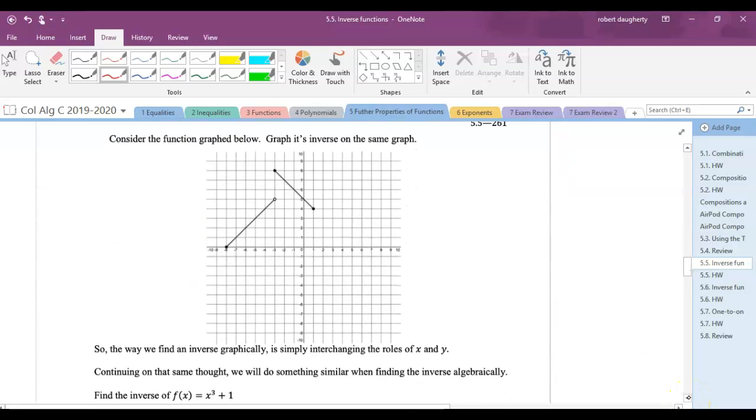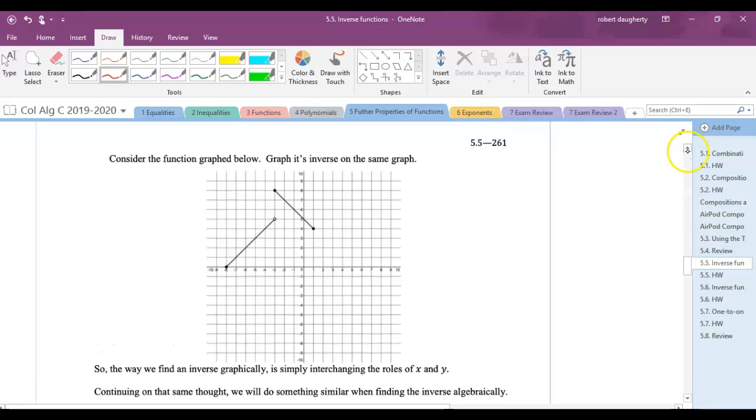So let's graph the inverse. Yeah, what's the question?